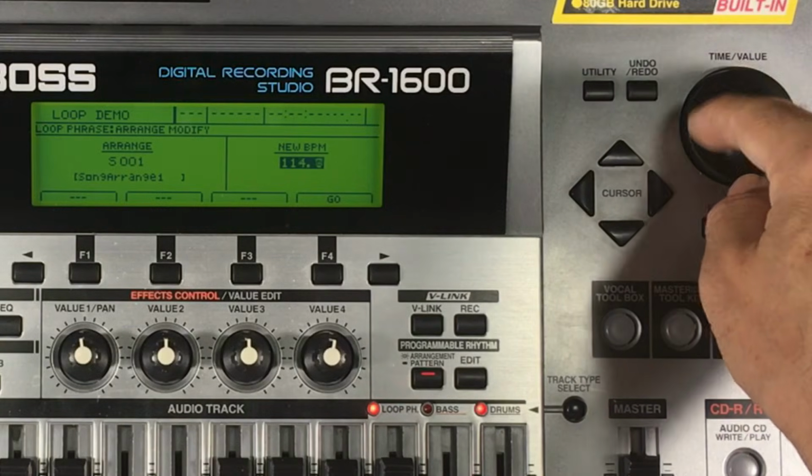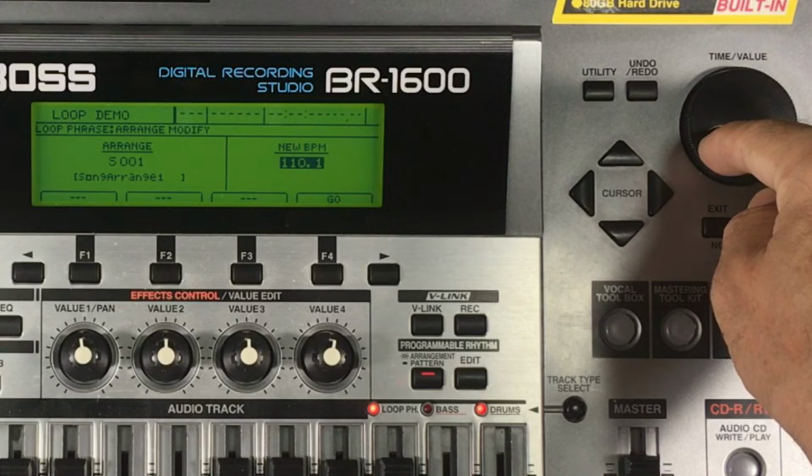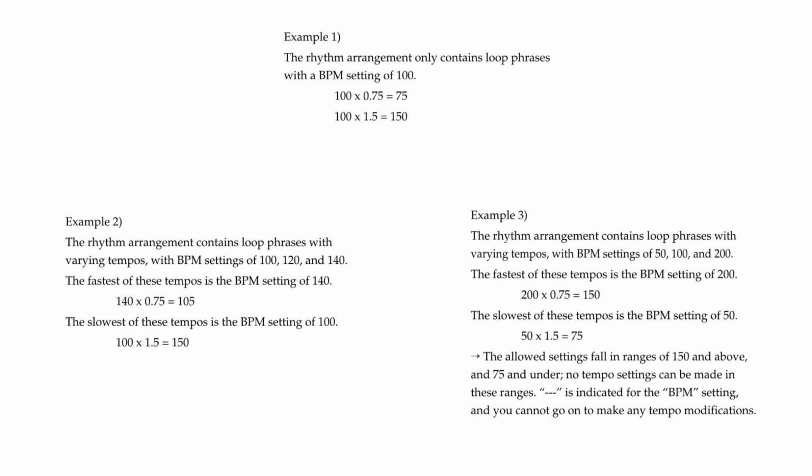The change in tempo is limited to between 75 and 150% of the original tempo or tempos. If the desired tempo cannot be achieved, then 3 dashes are shown in the BPM setting. If all the tempos in the arrangement are at 100 BPM, then the allowable range for the new BPM can be set between 75 and 150. If the tempos within the arrangement are 100, 120 and 140 BPM, then the allowable range for the new tempo will be 75% of the fastest tempo, which is 105, and 150% of the slowest tempo, which is 150.